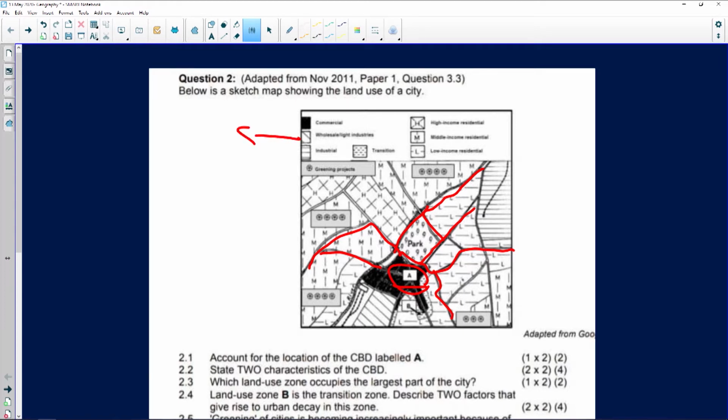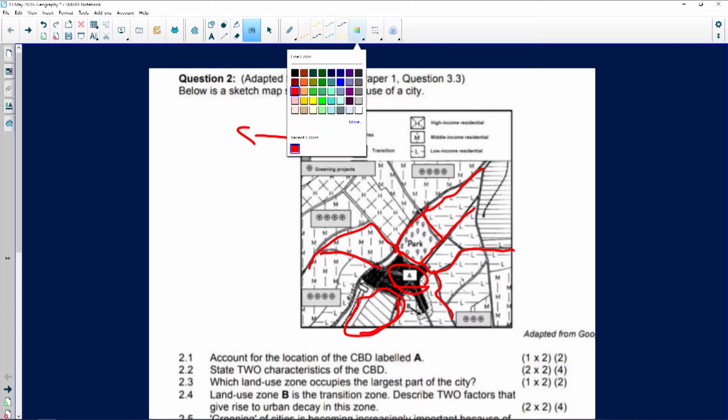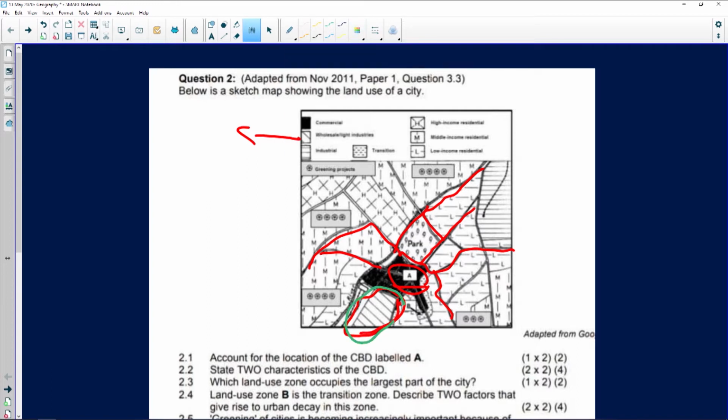Now the next key shows us wholesale and light industries. Let's quickly go and identify them. It's situated right next to the CBD. I just want to use a different color pen. So this is the wholesale area situated next to the CBD. Immediately, if you know your concepts and you look at the urban profile, industries close to the CBD we usually see as light industries. The simple reason is that they create less pollution, noise pollution and air pollution. Our heavy industry is usually on the outskirts of cities.